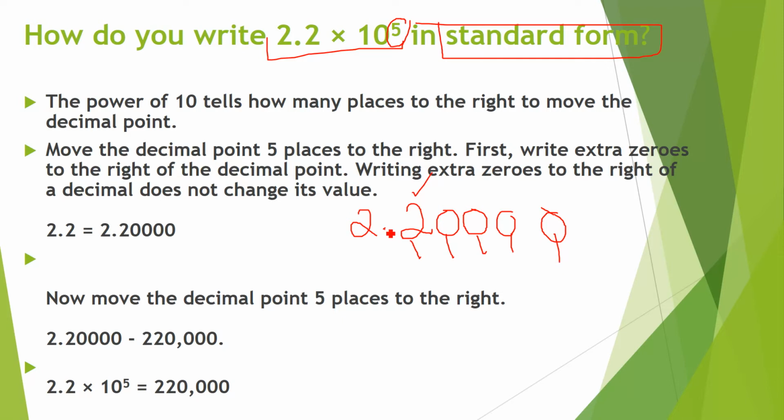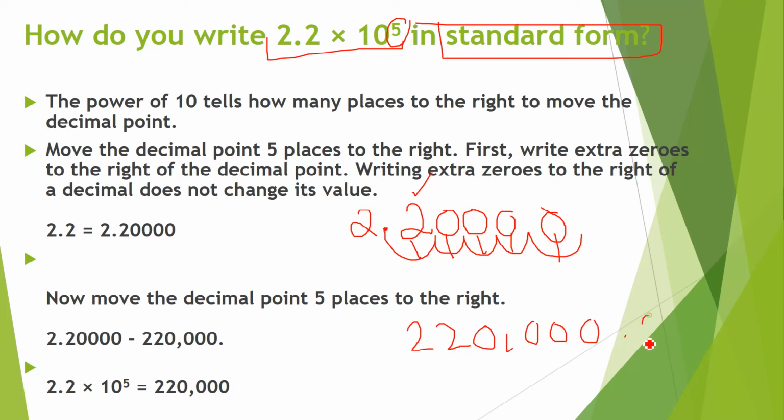So see, after the decimal we are writing 0 0 0, so it does not affect this number. It will remain the same, 2.2. Now it means you have to move this decimal 5 places. So move it. See, 1 2 3 4 5. So it will be 220,000.